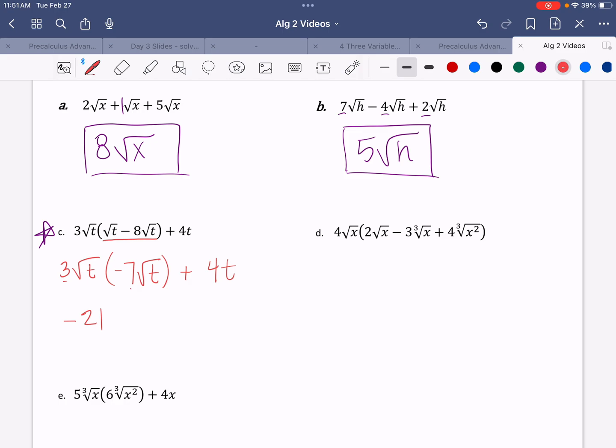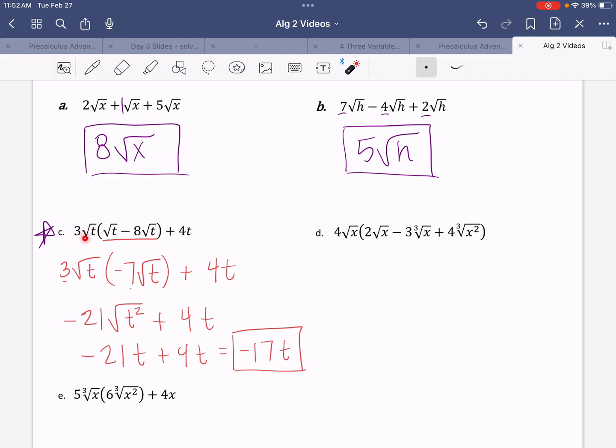Think about, I could convert this to t to the 1/2, t to the 1/2. Or as I multiply them, it's the square root of t squared. We should be able to see that that square root and square are going to cancel. So I have -21t plus 4t, which is -17t. So again, if you see the square root of something times itself, the square root will cancel. Or you can convert it back into t to the 1/2 if you want to.